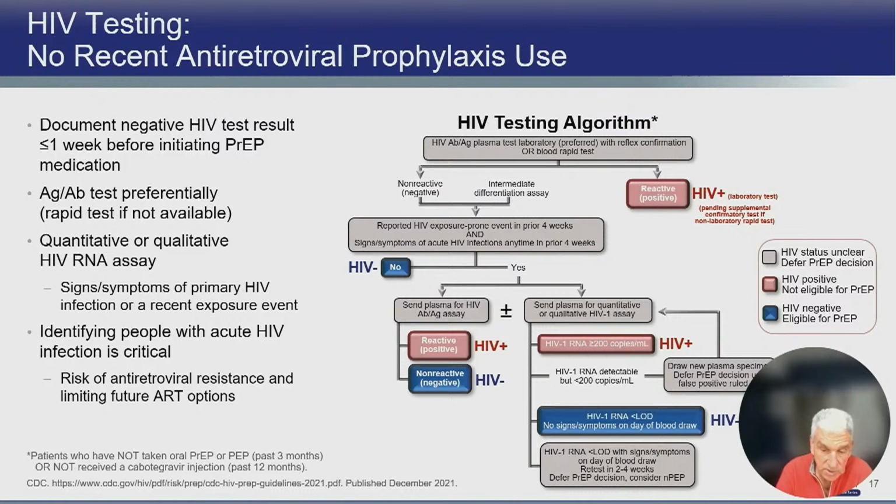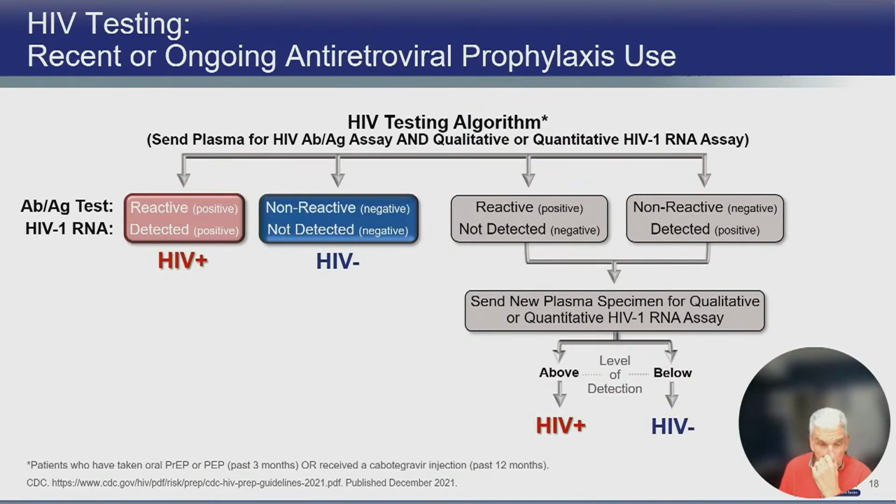Once you get that test, you can send that off for quantitative or qualitative RNA, but that's specific to individual patients, and you would decide that at the time. If, on the other hand, there was testing and there was recent or ongoing use of prophylaxis, then you'd have to do both an antibody antigen test and potentially as well an HIV RNA test.